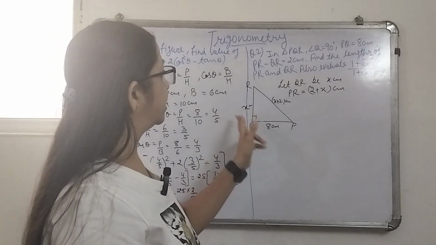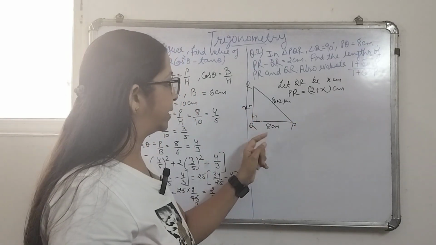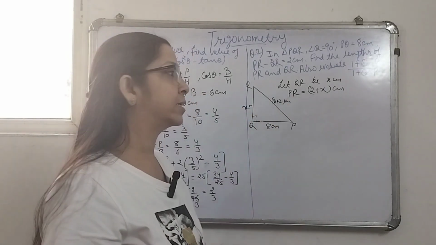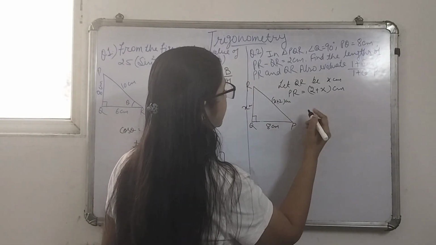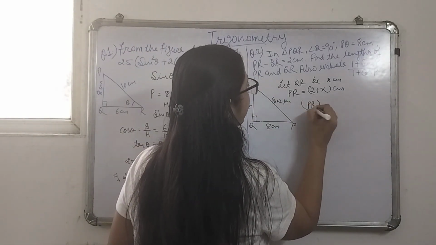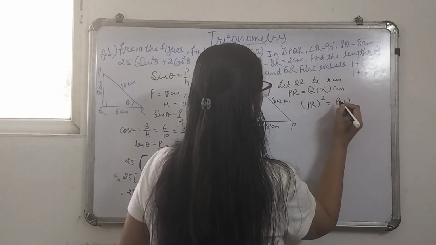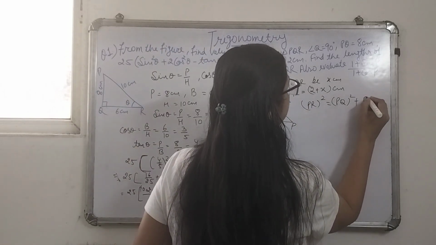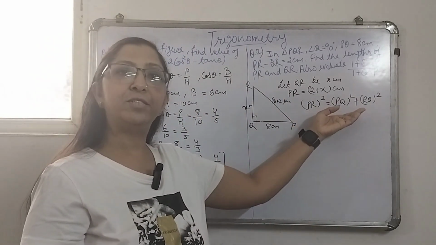Now we are having all the three sides. So by Pythagoras theorem, because it is a right angle triangle, we can find the value of x. According to Pythagoras theorem, hypotenuse square, that is PR square, will be base square, that is PQ square, plus perpendicular square, that is RQ square.